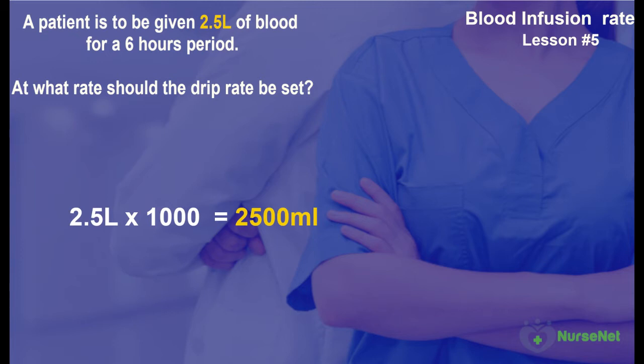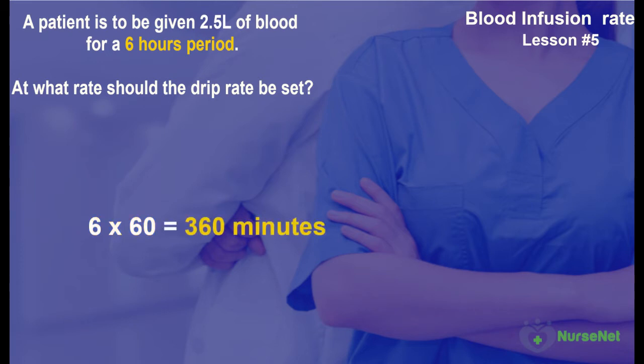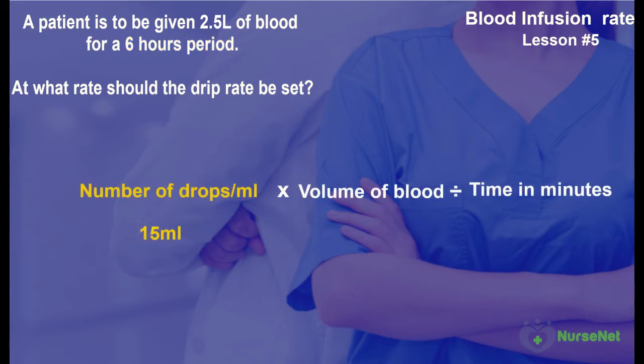We also need to convert the time into minutes. So 6 multiplied by 60 gives us 360 minutes. Now we've done our conversions, let's crunch the numbers in our formula. Number of drops per milliliter, which we touched on at the beginning of the lesson, is 15 in the context of administering blood. This is multiplied by the volume of blood, which in this case is 2500 milliliters, gives us our total volume, which we need to divide by time.